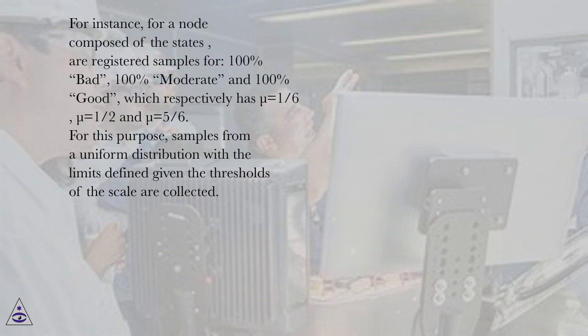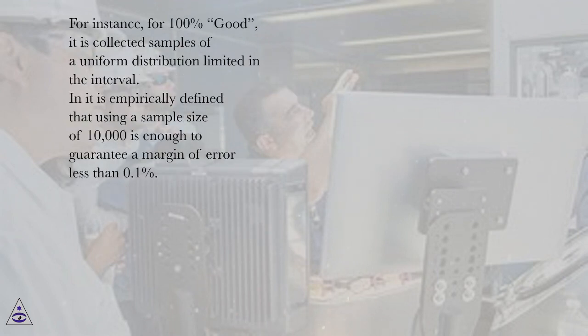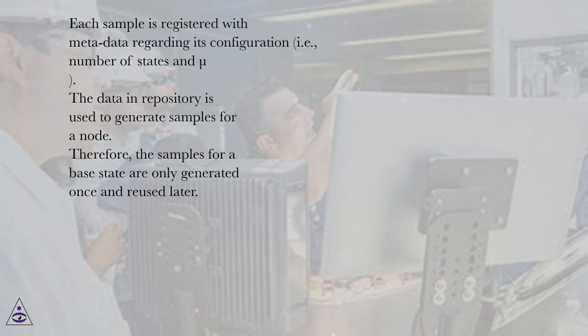For this purpose, samples from a uniform distribution with the limits defined given the thresholds of the scale are collected. For instance, for 100% good, samples are collected from a uniform distribution limited in the interval. It is empirically defined that using a sample size of 10,000 is enough to guarantee a margin of error less than 0.1%. Each sample is registered with metadata regarding its configuration, i.e., number of states and mu.